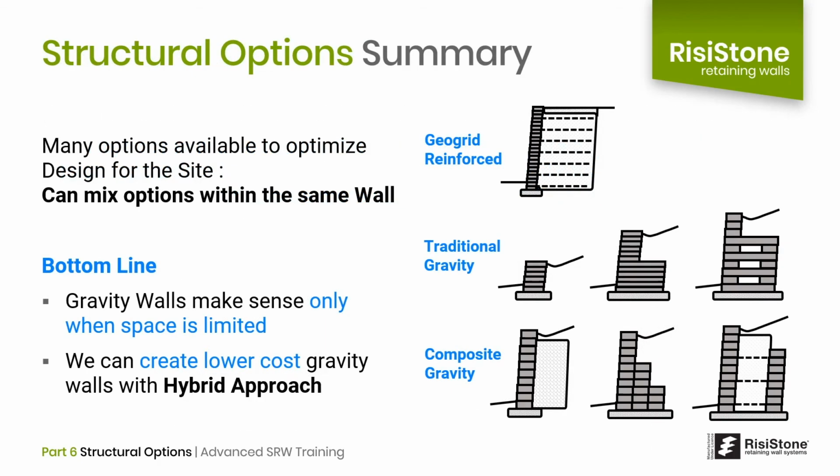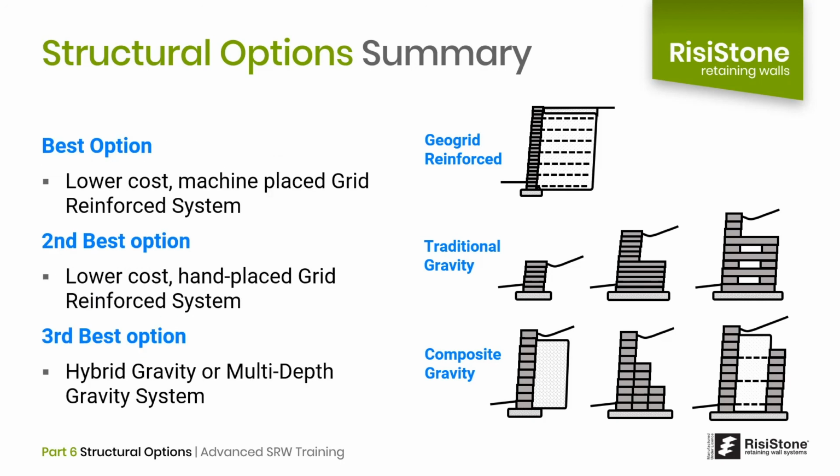So to summarize, there are many options available for structure types, and we can mix them within the same wall. The bottom line is that a gravity wall usually only makes sense when space is limited and only in specific soil conditions. The best option is still the geogrid reinforced wall with a machine placed block, in my opinion. The second best option from a cost point of view would be a hand placed geogrid reinforced wall. Finally, the hybrid gravity or multi-depth gravity could be a good solution depending on the height required and the space limitations.